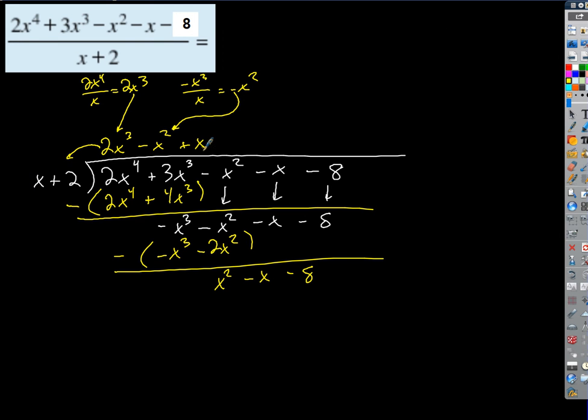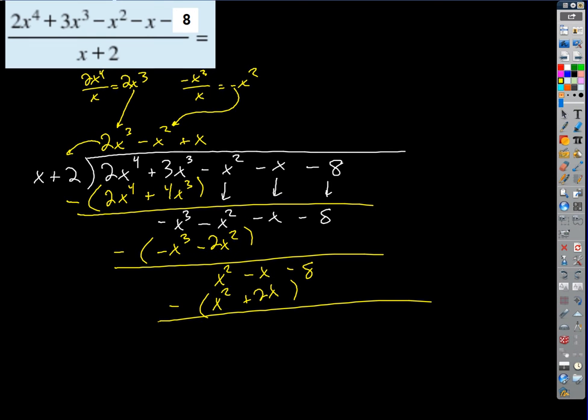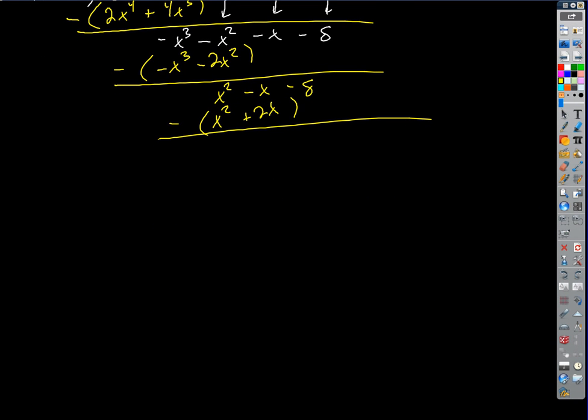So I distribute again. So x times x is x squared. X times 2 is 2x. I subtract vertically, and x squared minus x squared cancels. What's negative x minus 2x? Negative 3x minus 8. And then last step.